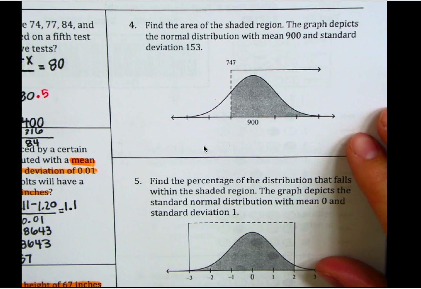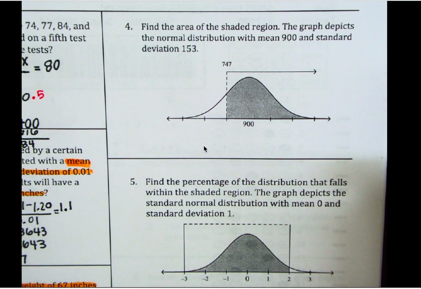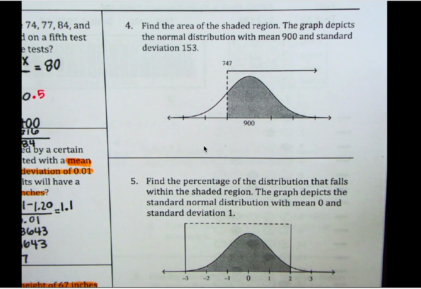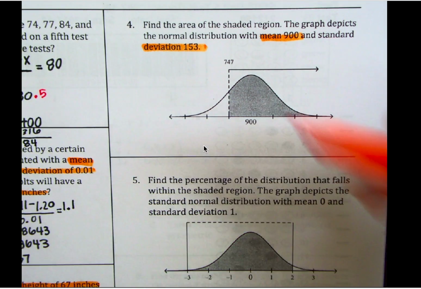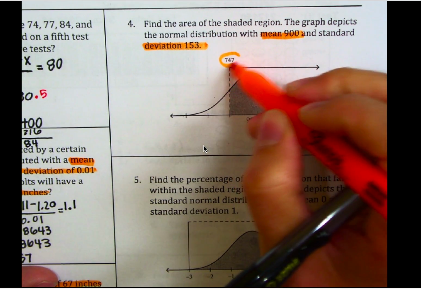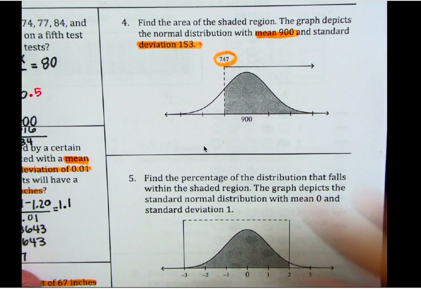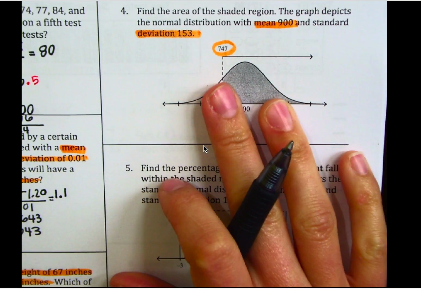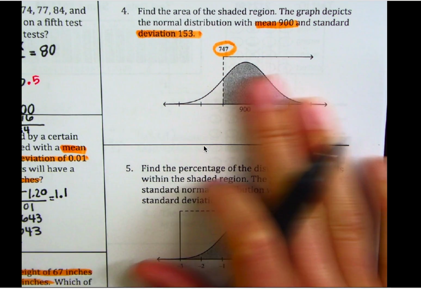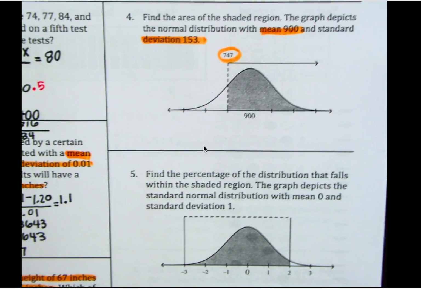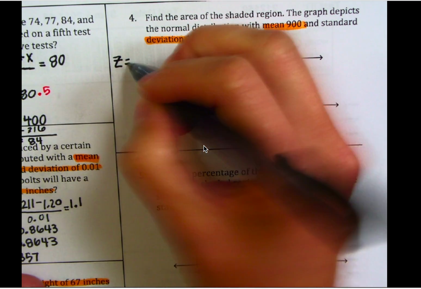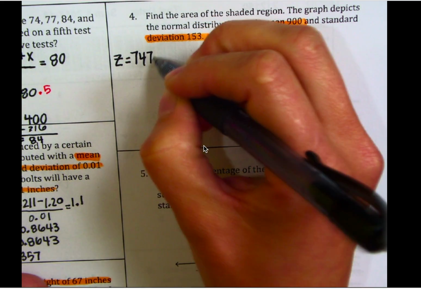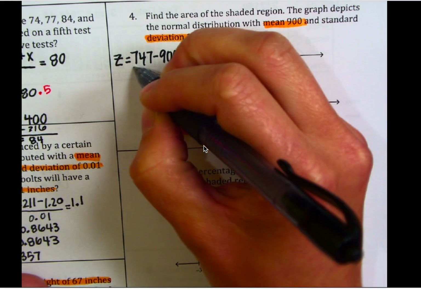Okay, so we are going to find the area of the shaded region for number 4. We are given that there's a mean of 900 and a standard deviation of 153, and we're looking at our own value of 747. So again, they're giving us the 3 values. We're looking for the area shaded to the right or greater than. So let's keep that in mind. We're going to first use our z-score formula. We have our value minus the mean divided by the standard deviation.